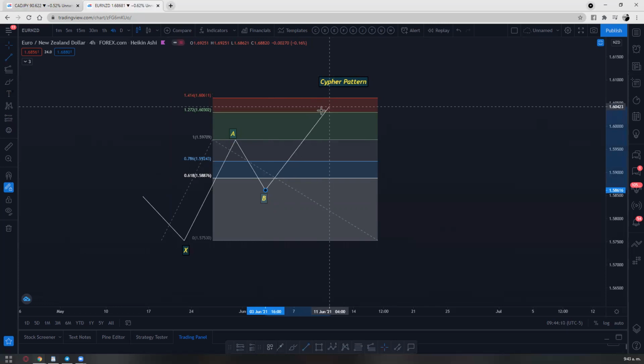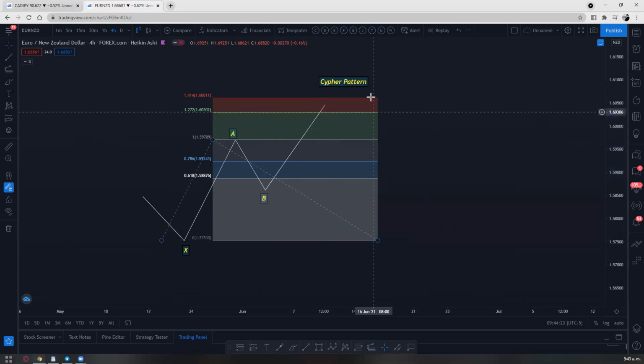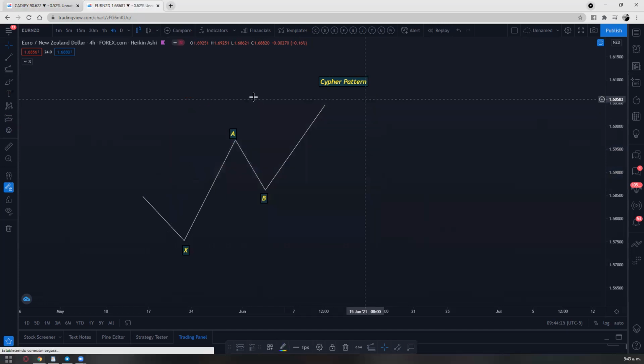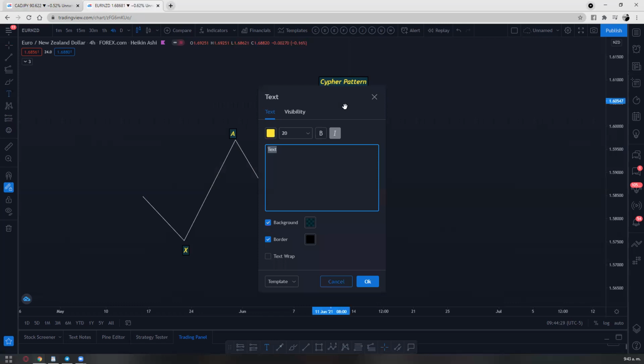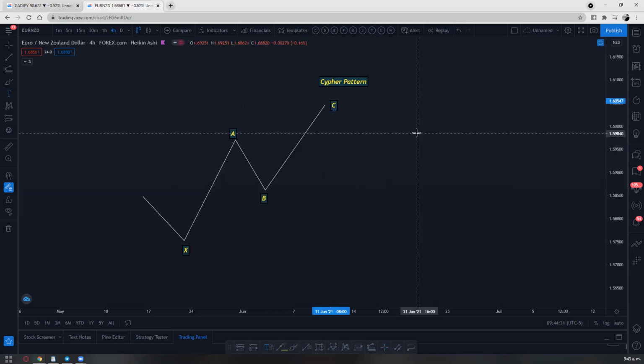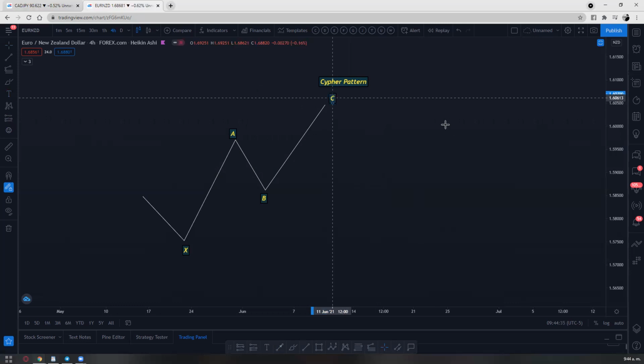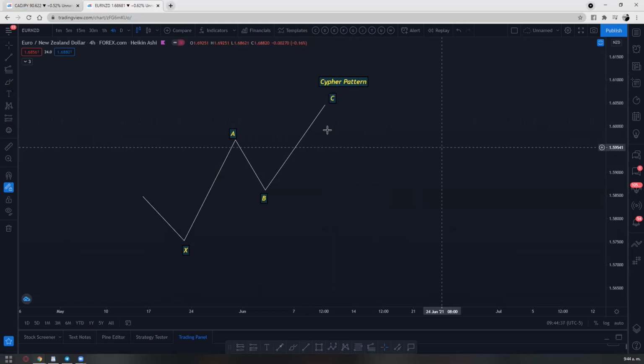Like I mentioned, the body of the candle cannot go above this zone. If it closes above, not good. It has to be closing in this area. So let's suppose it closed there. This is going to be our point C, right there.